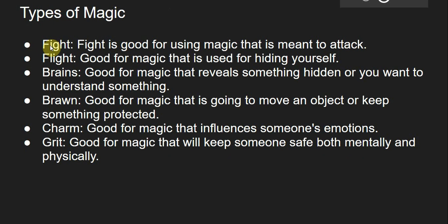There are types of magic, starting with fight. And fight is good for using magic that is meant to like attack somebody. There is flight, and that is good for hiding yourself. There is brains, and that is used for revealing something hidden or understanding something. There is brawn, and brawn is good for moving objects or keeping something protected. Charm is good for influencing someone's emotions.